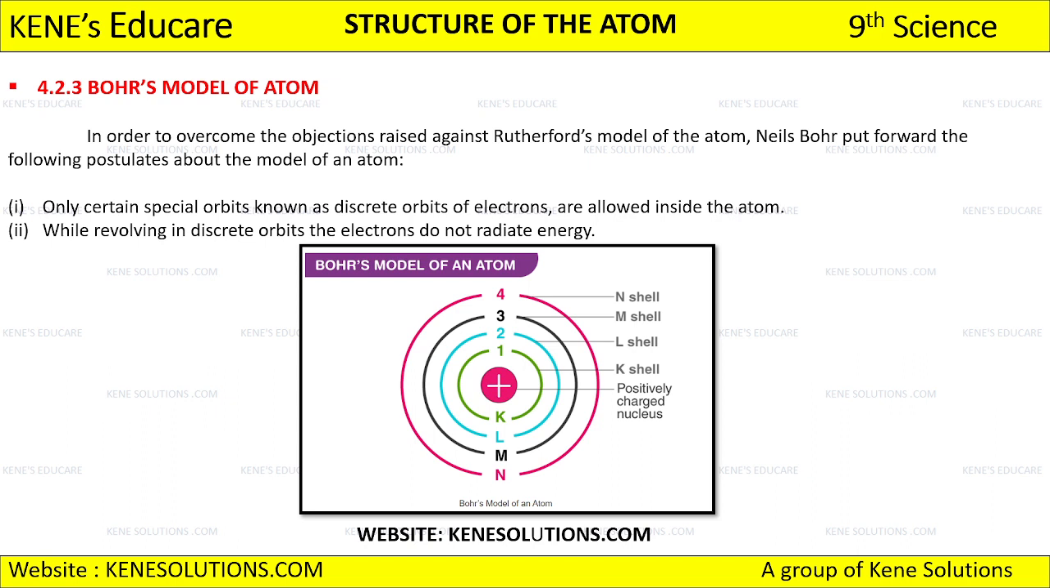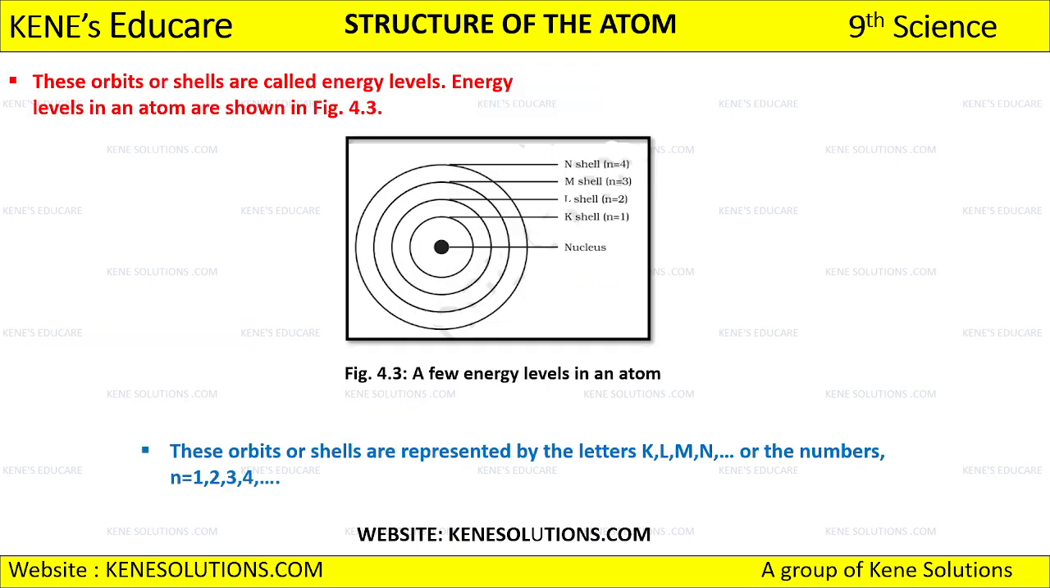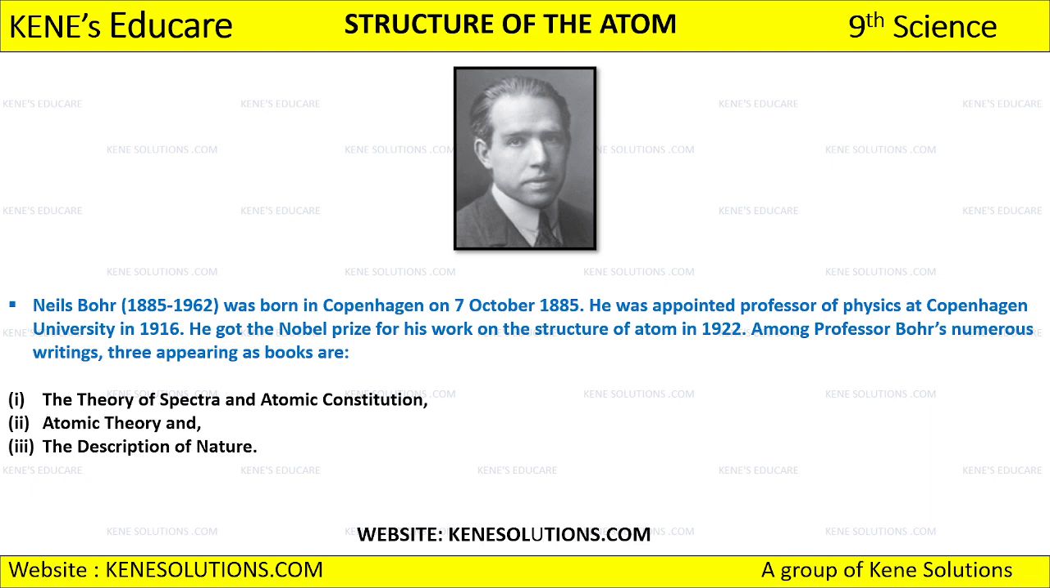If you look at Bohr's model of an atom, it can be represented with four different shells: K shell, L shell, M shell, and N shell. These are the four shells present according to Bohr's model of an atom. These discrete orbits allow the electron to revolve inside the atom, and while revolving they are not radiating any energy. Based on these two postulates, Bohr came out with certain points that we will be discussing on this slide. But before that, we have information on Niels Bohr, who exactly he is and what exactly he has done.